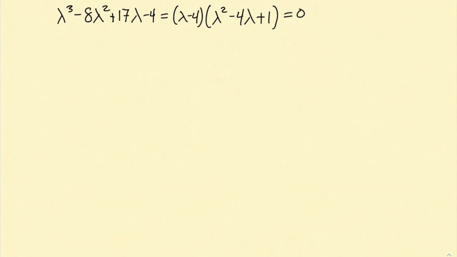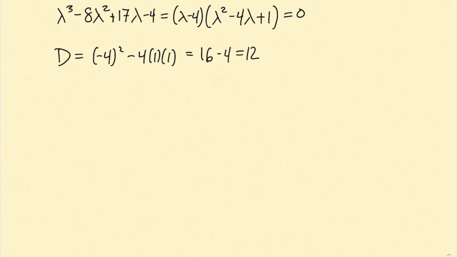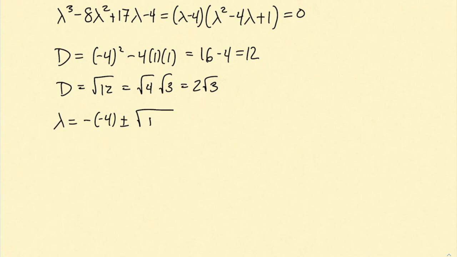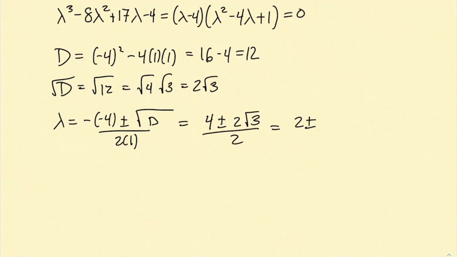So to get the other eigenvalues for our matrix A, we just need to use the quadratic formula. The discriminant of this quadratic is negative 4 squared minus 4 times 1 times 1. That's going to give us 16 minus 4, which is 12. Since this is positive, we'll see that this quadratic has two solutions. So the square root of the discriminant is 2 root 3. So our solutions are given by the quadratic formula. Lambda is equal to 4 plus or minus the square root of the discriminant, all divided by 2 multiplied by 1. So that gives us 2 plus or minus the square root of 3.